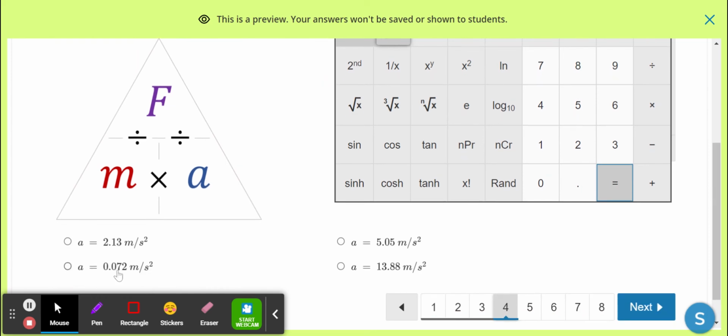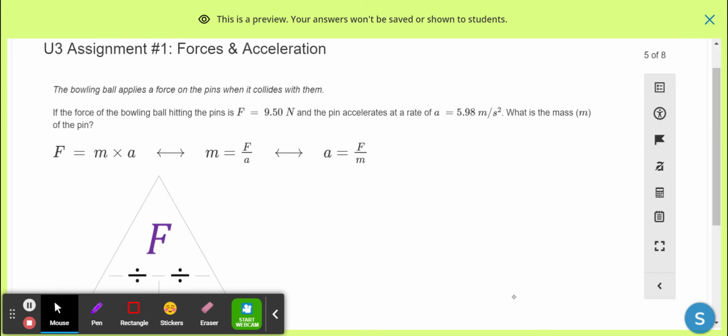Hey, it is. It's a good sign. Okay, so that's kind of the rate of how much the friction is slowing down our bowling ball as it's rolling. Let's look at one more of these.